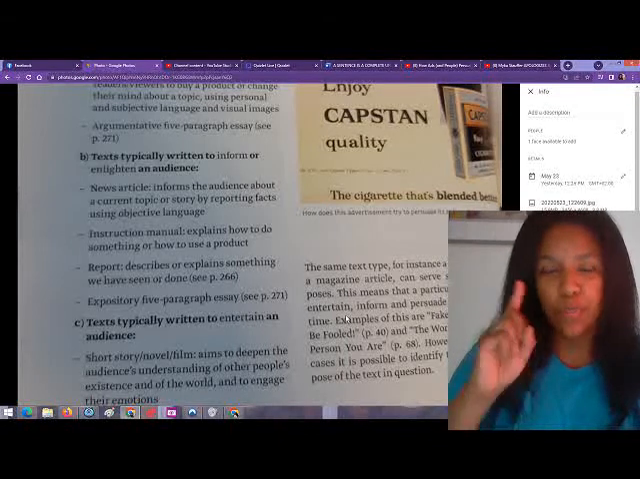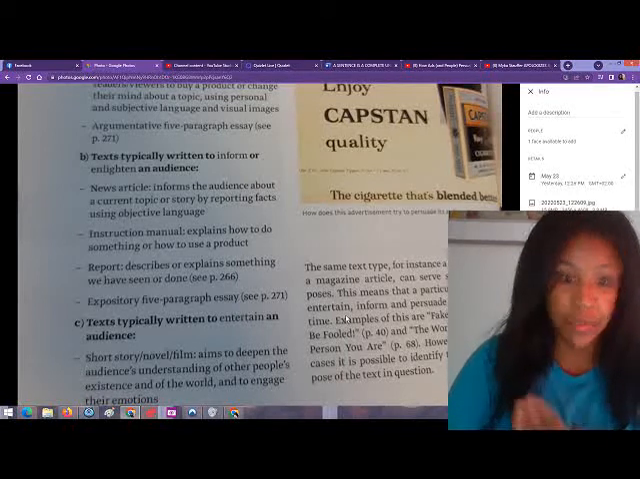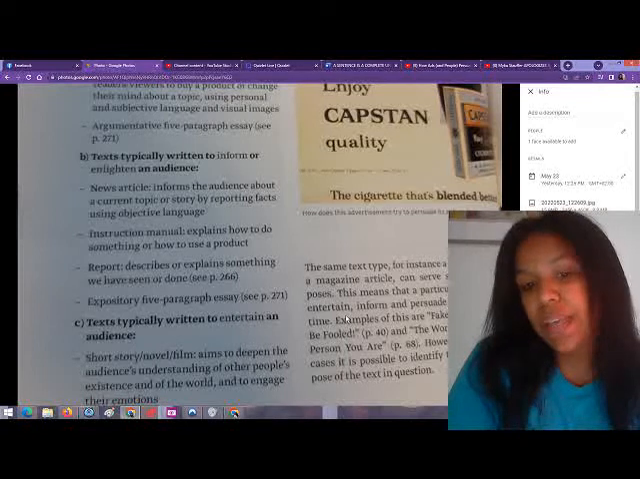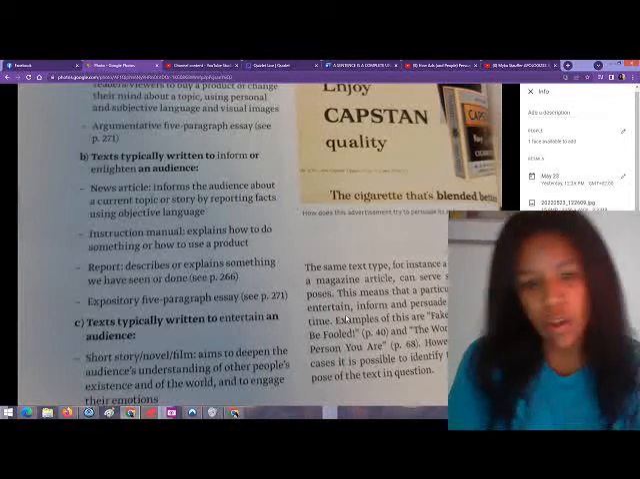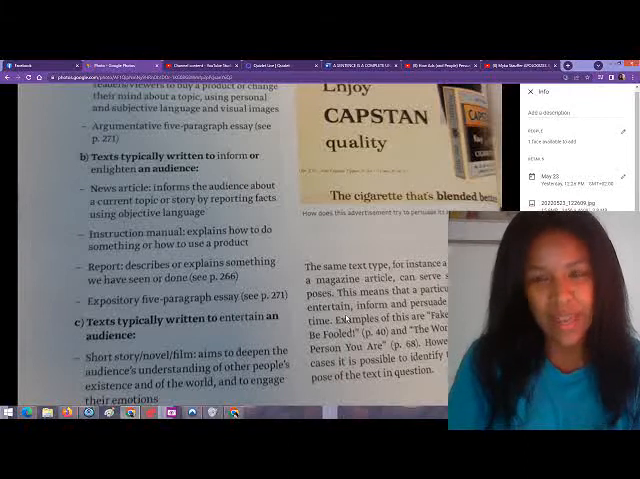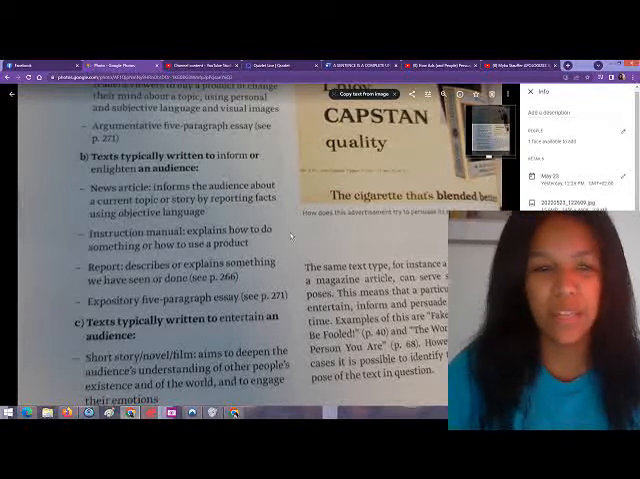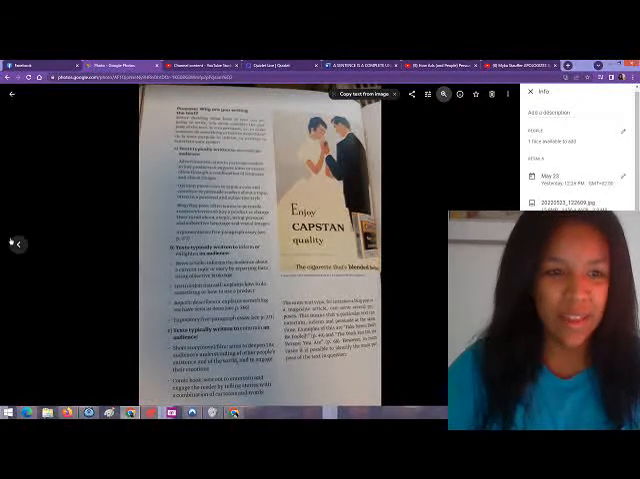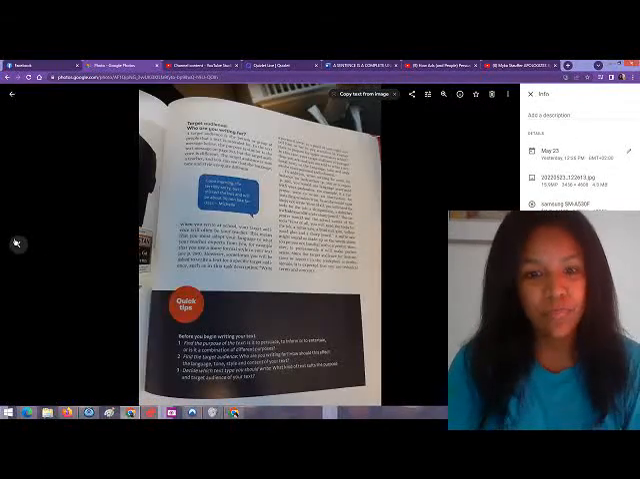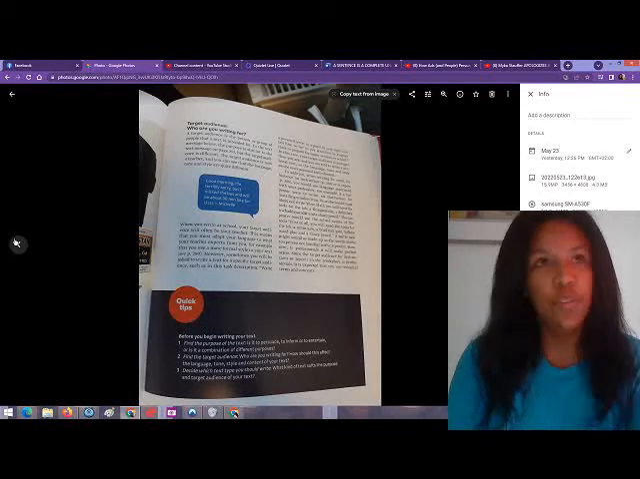So we talked about persuading people through writing, informing people, and here we have letter C, text typically written to entertain an audience. So here we're talking about a short story, a novel, a script for a film, that type of writing that is just there for people to be entertained by it. It's not to inform, doesn't necessarily have to be true, but it is something that is done for you to, you read a novel.